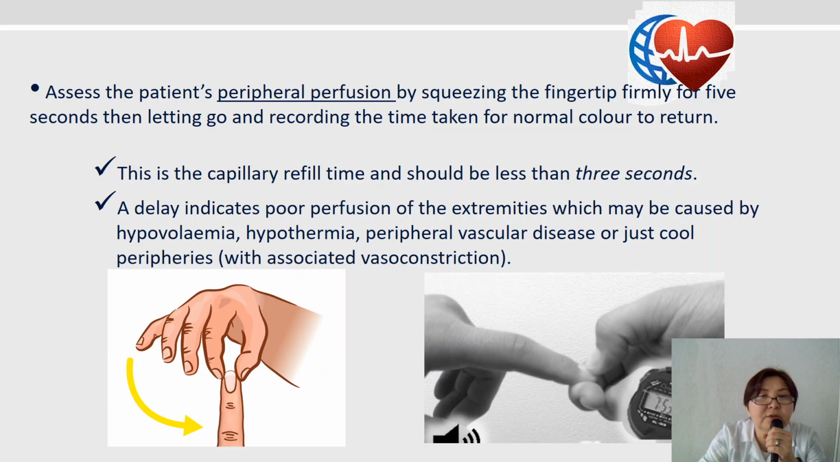Assess the patient's peripheral perfusion by squeezing the fingertip firmly for 5 seconds, then letting go and recording the time taken for normal color to return, like this. This is the capillary refill time and should be less than 3 seconds. A delay indicates poor perfusion of the extremities, which may be caused by hypovolemia, hypothermia, peripheral vascular disease, or just cool peripheries with associated vasoconstriction.